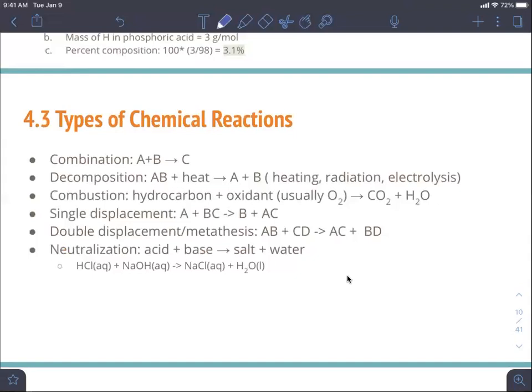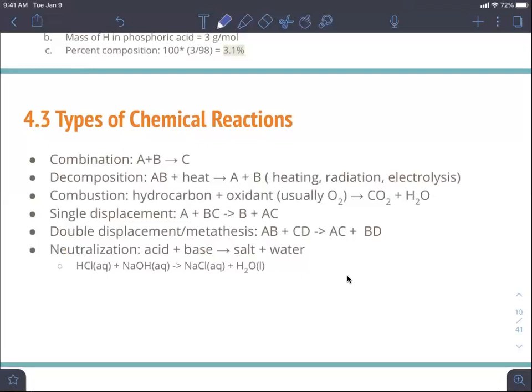Single displacement reactions are basically just replacing one element in a compound with another element. And then double displacement is basically switching the elements between the reactants to make the products. Neutralization is a special kind of double displacement reaction. So in this one, you add an acid with a base, and you get salt and water. So this is an extremely important reaction in both general and organic chemistry. We'll be talking about this reaction a lot more when we get to the acids and bases section, actually.